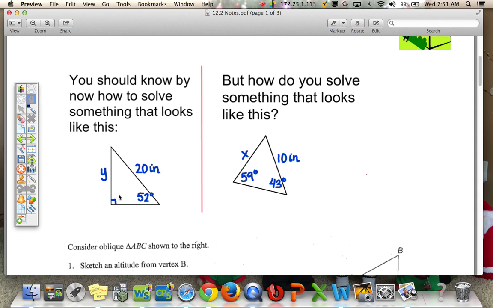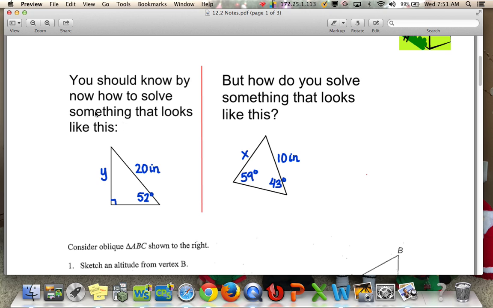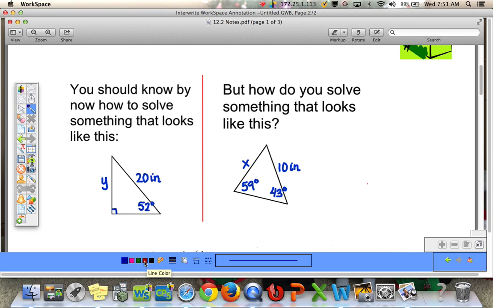Well, this is a right triangle. This right here, to figure out if it's a right triangle, you can subtract from 180 because you should know there's 180 degrees in a triangle. So to find this angle, we would have 180 minus 59 minus 43. You'd want to check, is that a right triangle? Because if it is, then we can use SOHCAHTOA. And when you solve that, 78 degrees. So it's not a right triangle, it's called an oblique triangle. And if it's an oblique triangle, we can't use sine, cosine, or tangent to solve.